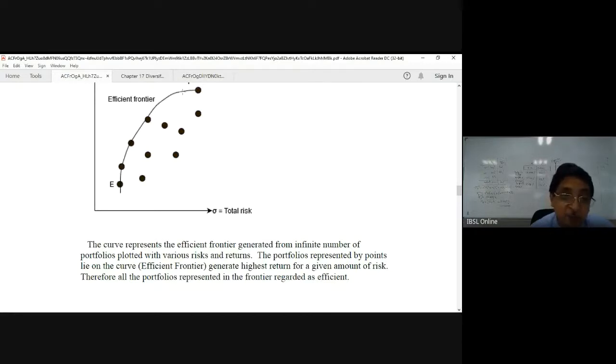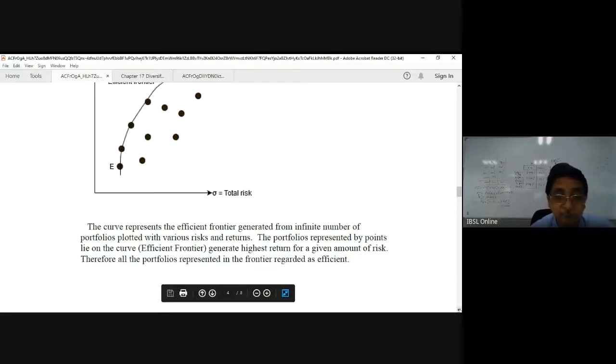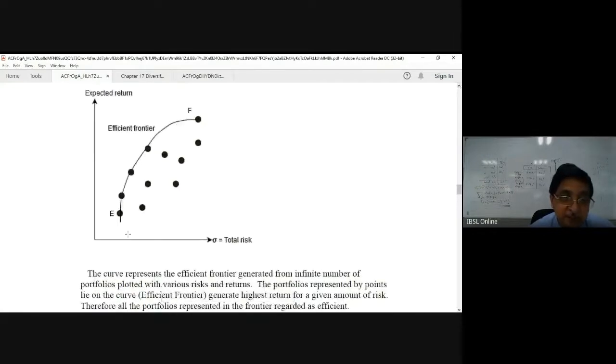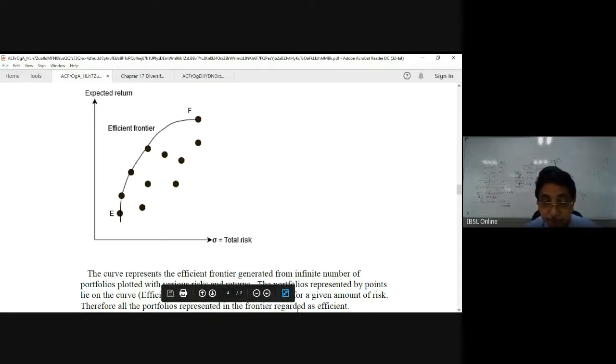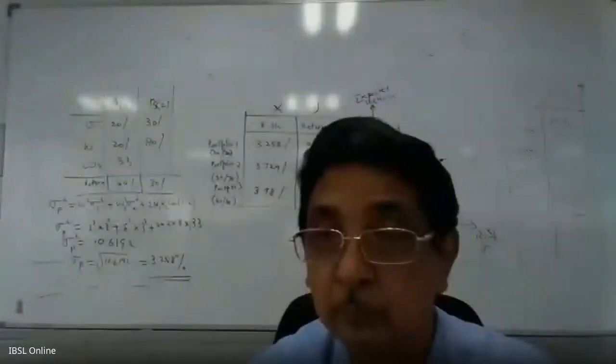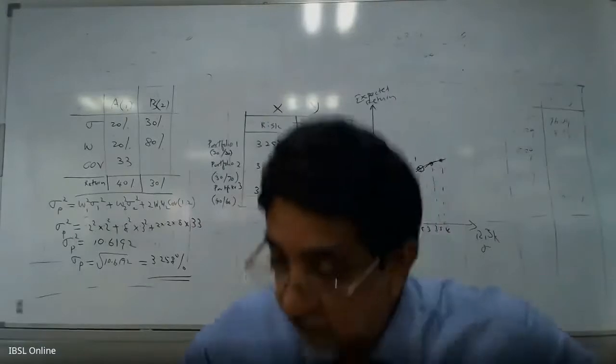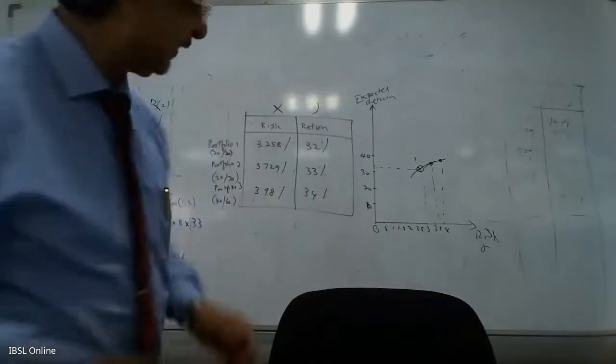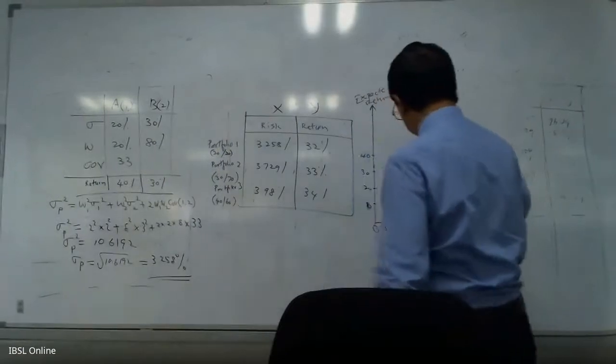Right. So that is why we call this particular curve the efficient frontier. Now this curvature, what is the meaning of curvature? Now you might have a curve like this, or that curve can be more convex, or I will show you what it is. Now this is the curve we are referring to. This can be like this.